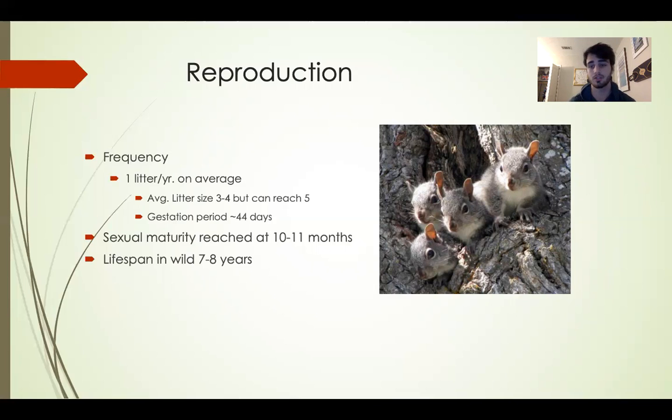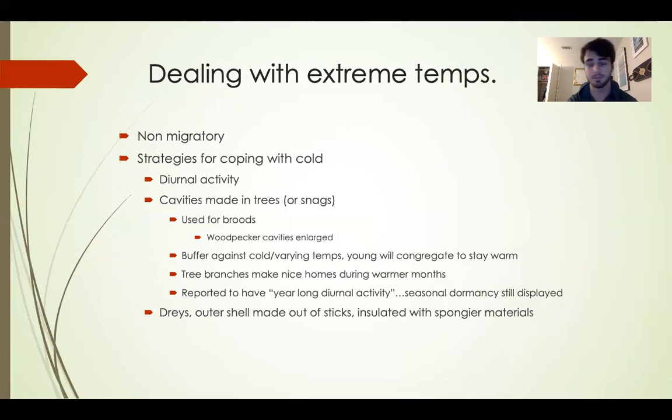Gestation period is usually about 44 days for these guys. Sexual maturity is reached at 10 to 11 months. And lifespan in the wild is about 7 to 8 years, which again kind of surprised me, especially for a rodent. That seems like quite a long time. Just throwing a lot of numbers at you there.